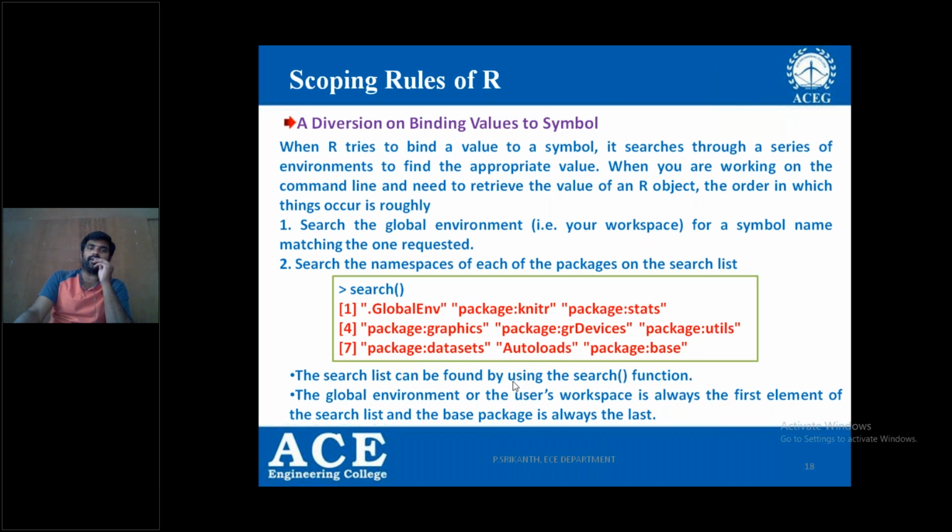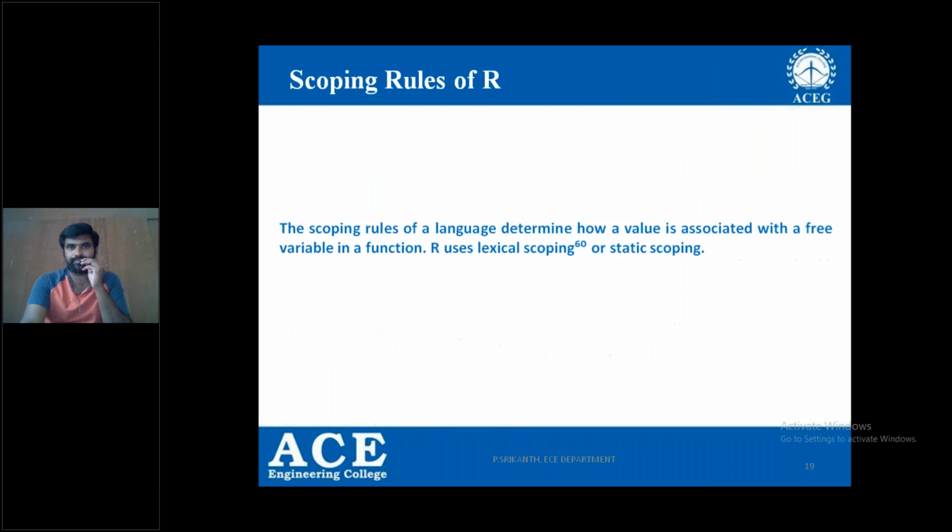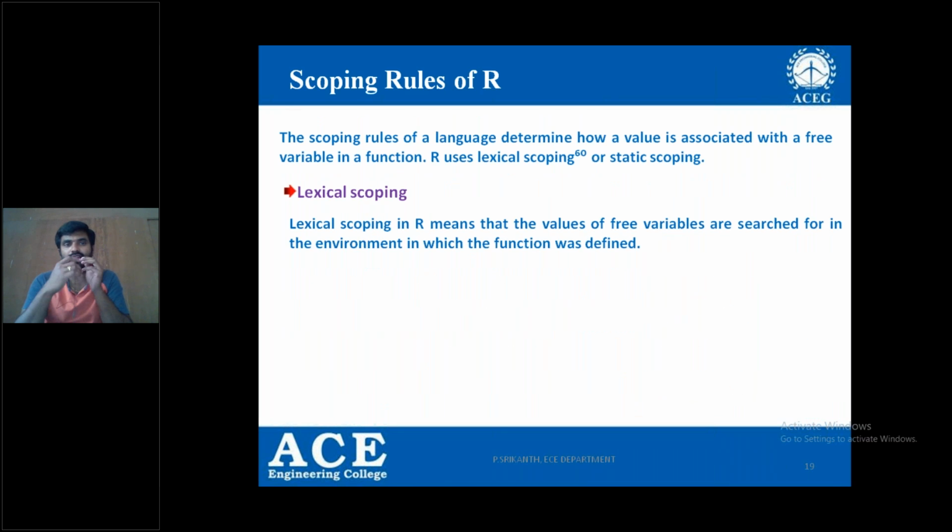That is, the search list can be found by using the search function. The first one, the global environment or the user's workspace, is always the first element, and then the base package is the last. And the scoping rules of the language determine how the value associated with a free variable in a function is found. So which type of scoping does it use? Lexical scoping, or static scoping.